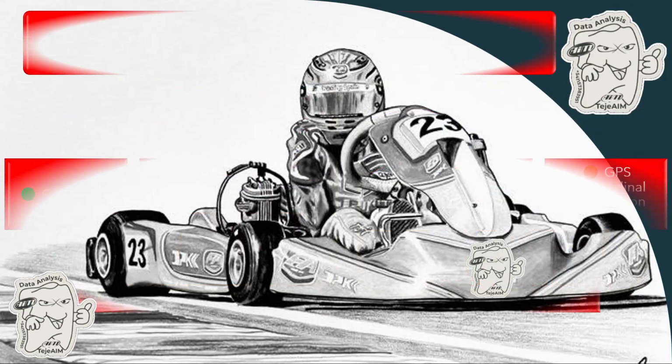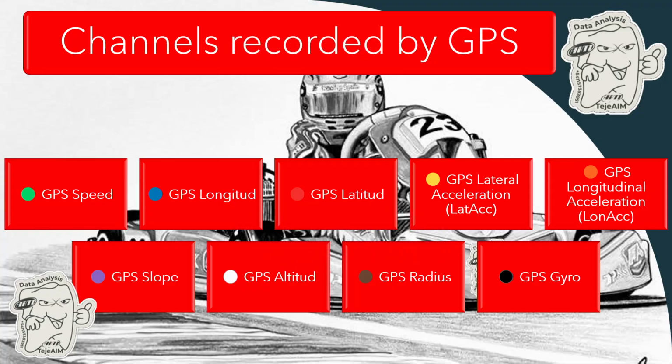Well, now we will see what exactly a modern system like the Micron 6 with internal multi-band GPS measures. These systems record a lot of useful channels. It measures the basics: GPS speed, which is the actual speed, not an estimate, and the position, longitude and latitude, which are the coordinates, of course, to draw the line on the circuit map.